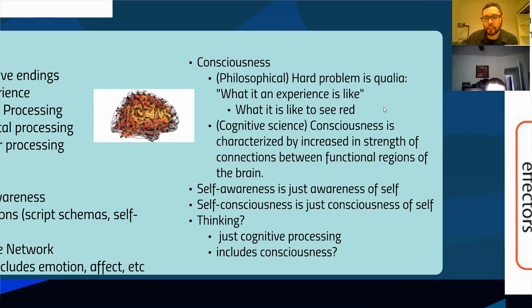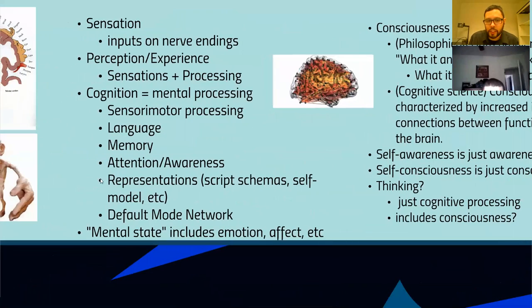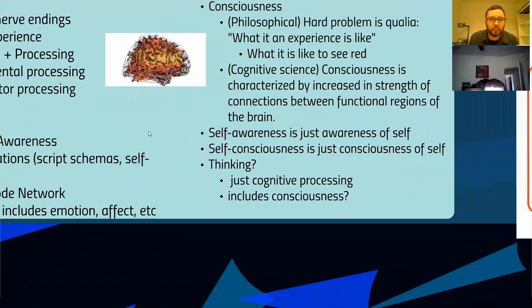Consciousness here is qualia, the qualitative experience. People also talk about self-awareness, self-consciousness. Self-awareness is just awareness of self. Self-consciousness is being conscious of self, where self here is one of the representations that you have in your brain, or you have a self-model. Your self-model tells you what your body's doing, if it's off balance, the position of your arms and legs and so on.